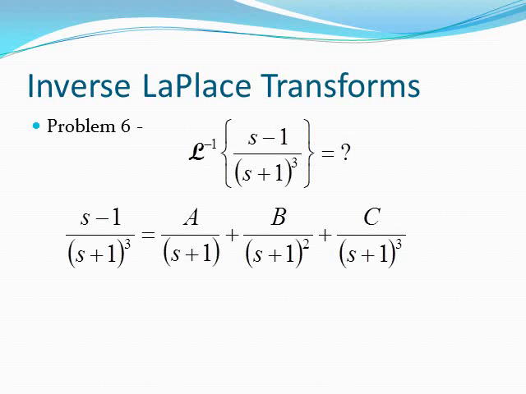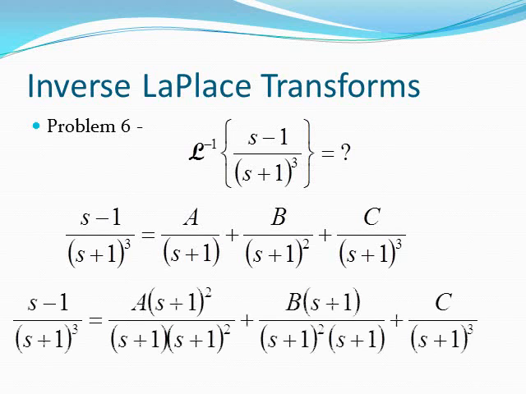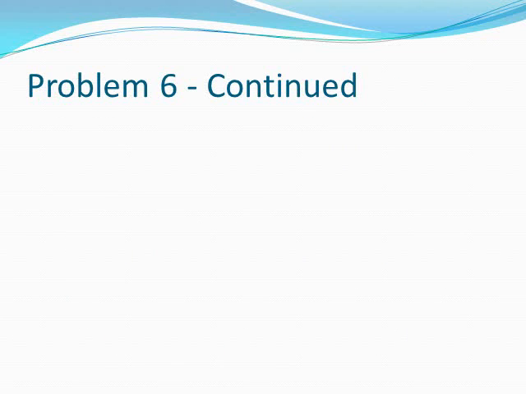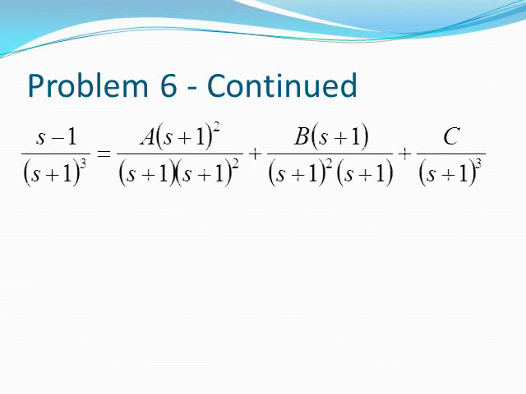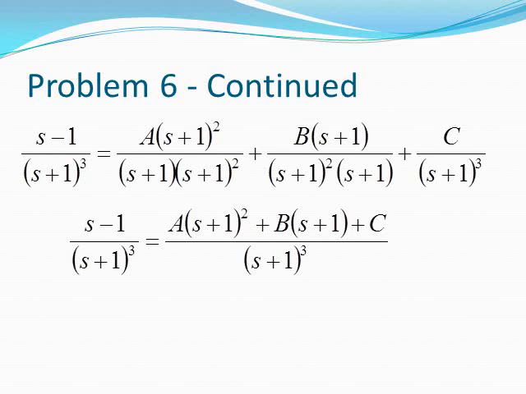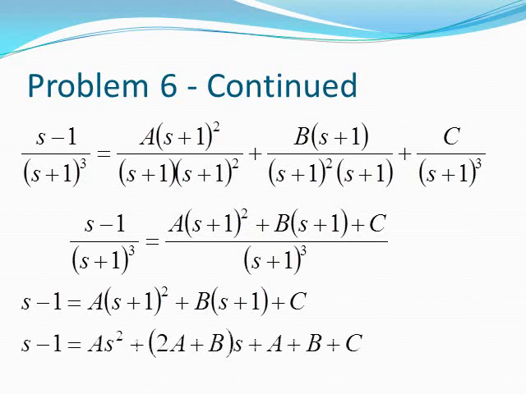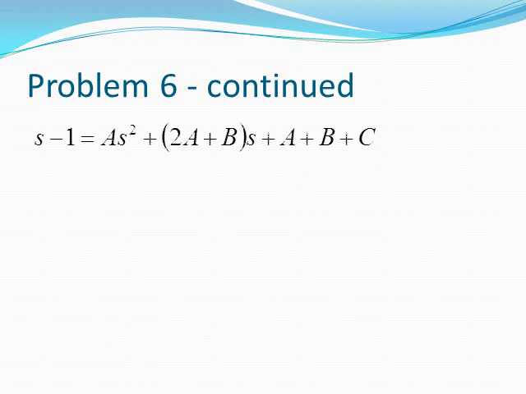I separate all the powers into a single power, a squared power, and a cubed power, and then find a common denominator. And then once I find that, I can make the numerator on the left-hand side equal to the numerator on the right-hand side. Do some algebra on the numerator on the right-hand side, and group together all the terms with the same power of s, and I get this. And then I can equate the coefficients in front of the particular power of s on the left-hand side to that on the right-hand side.